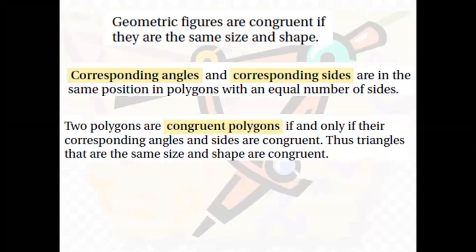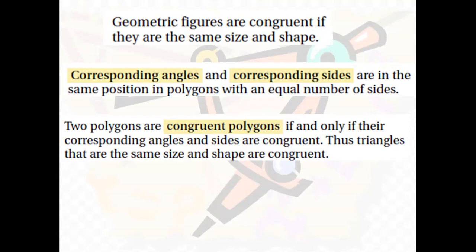So to start with, geometric figures are congruent if they're the same size and shape. If any two figures are of the same size and same shape, you could call them congruent. But the important part here is to make sure that they are of the same size and shape. We refer to the angles and the sides. So if any two figures have the angles and the sides all the same, then we refer to them as congruent figures.